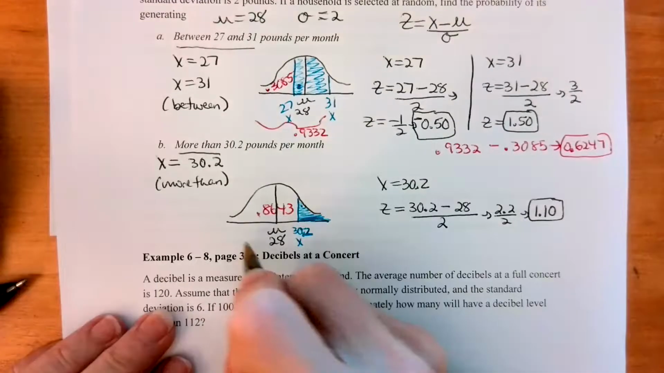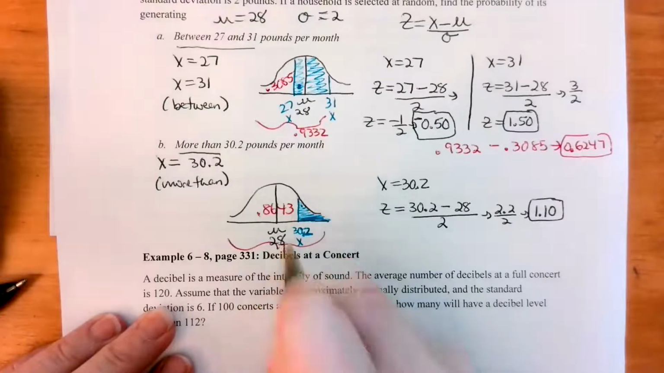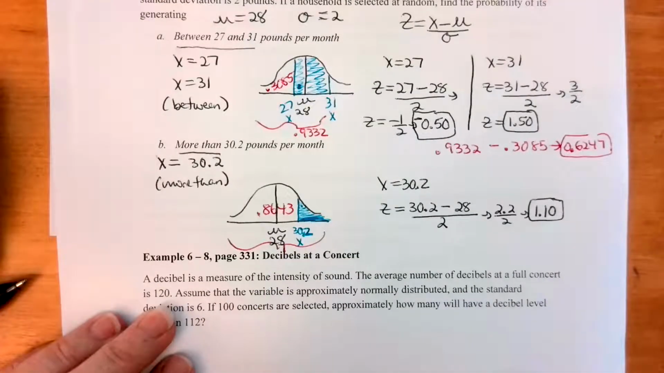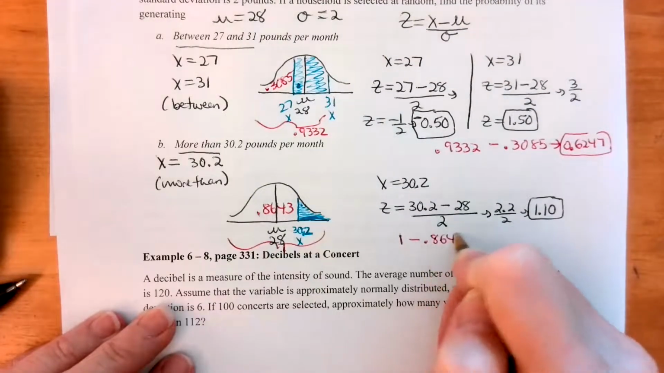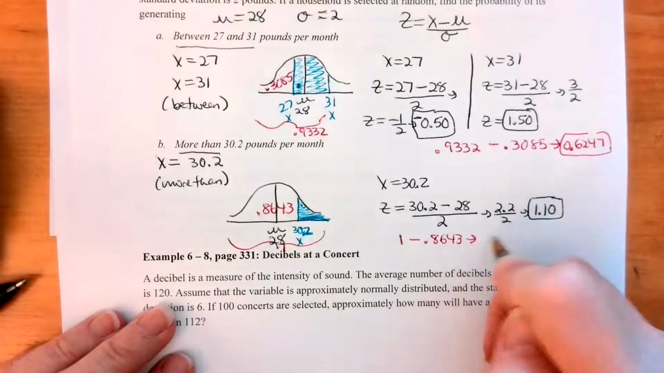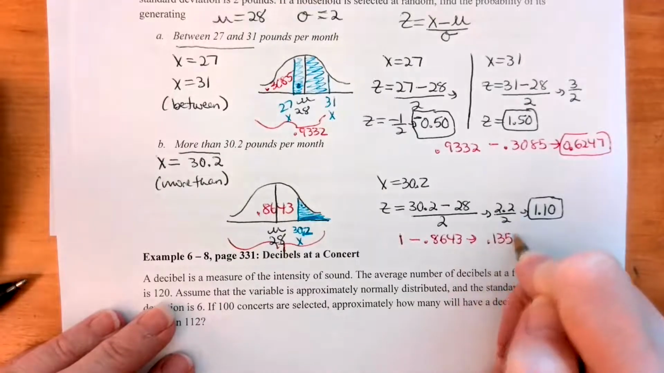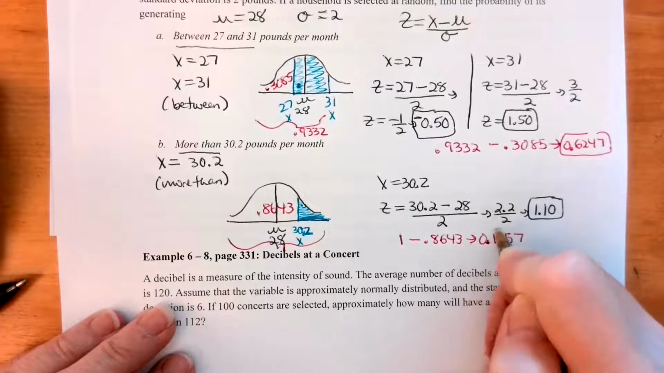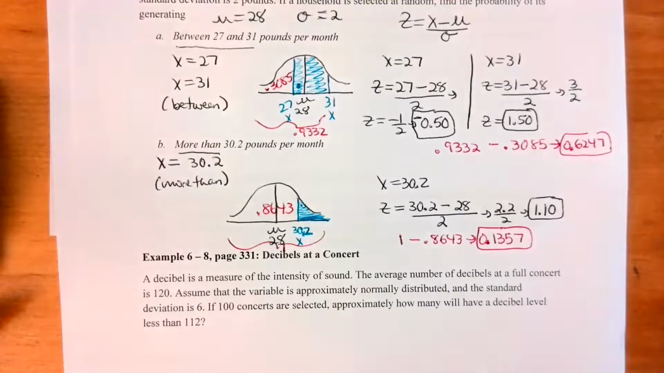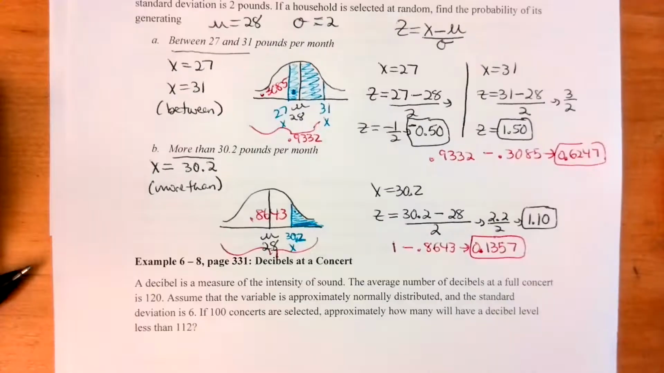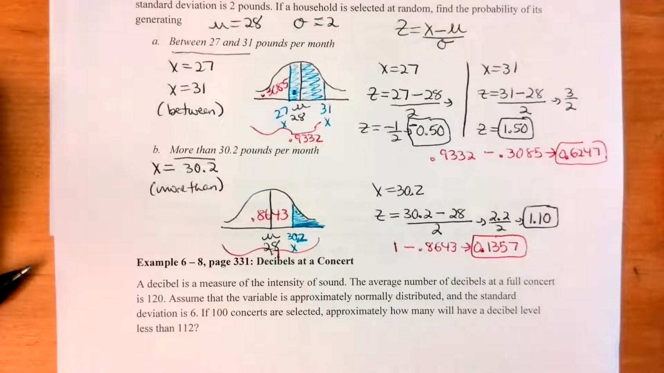We want the area to the right, and what we know is that the total area under the curve is 1. So we're going to subtract to get the difference. 1, the whole amount, minus the unshaded 0.8643 is going to give me my difference of 0.1357. Put a 0 in front of that. That's our answer. That is the probability that a household would generate more than 30.2 pounds of newspaper recycling in a month. So about 13.5%.